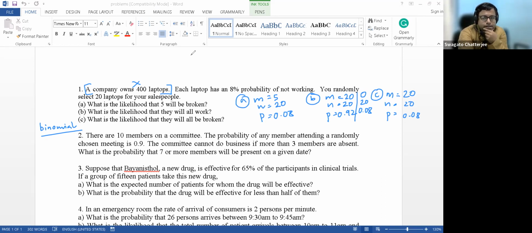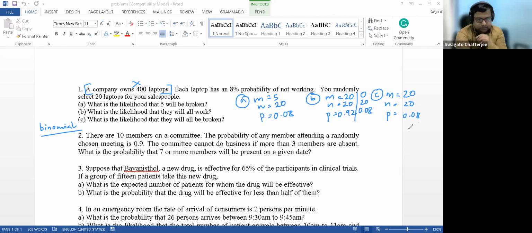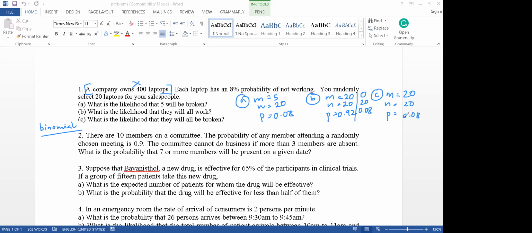Anybody else who wants to say why it is binomial, including Anandita? If you have an answer, you can tell. First, there are only two possibilities: either a member will be present or absent. But that possibility is always there.